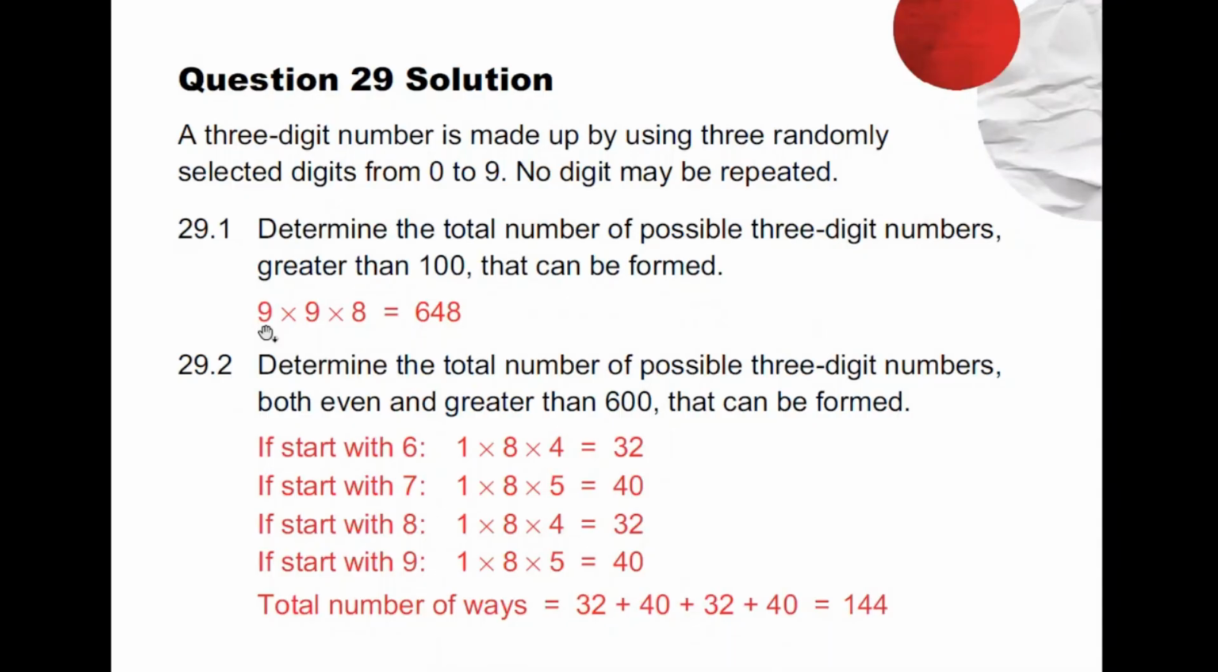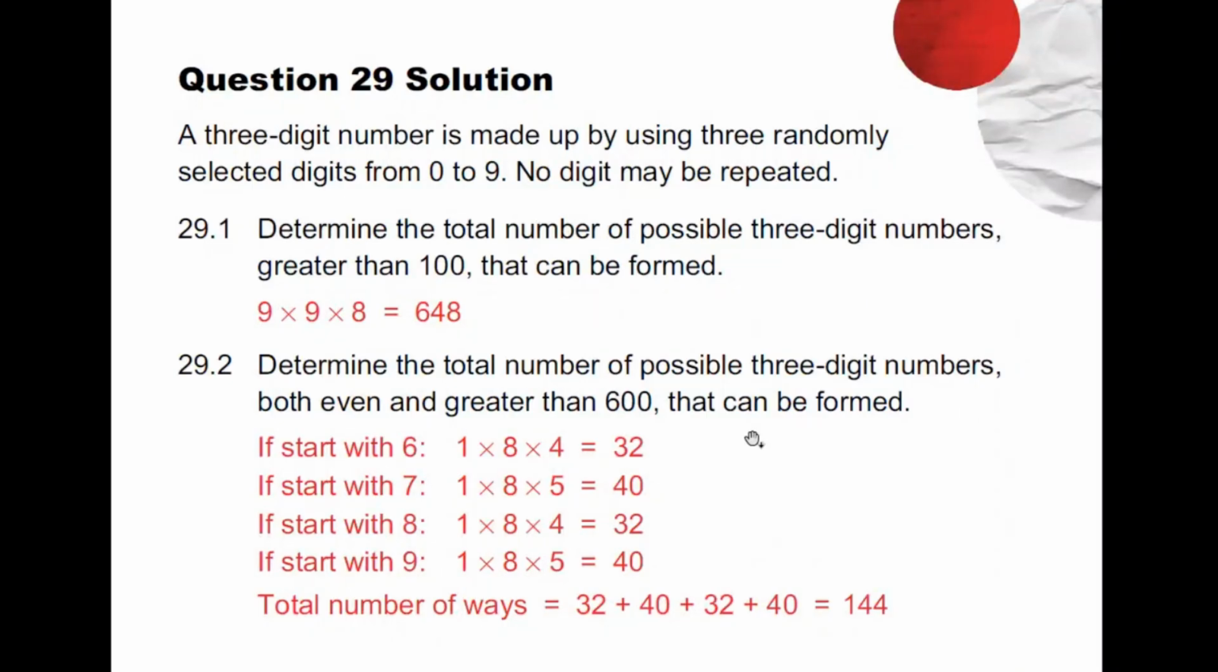My second digit, I can't repeat digits. So now I had 10 digits. I've used one of them in the beginning. So how many are left? 9. I had 10 digits. I used one in the beginning, one in the second slot. How many left? 8. So there's my answer. The next one, determine the total number of possible 3-digit numbers, both even and bigger than 600 that can be formed.